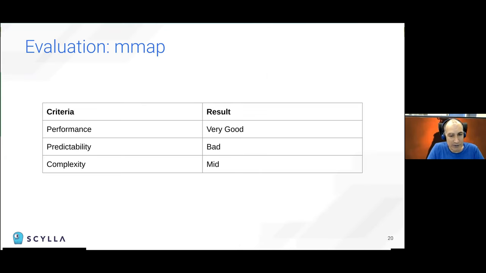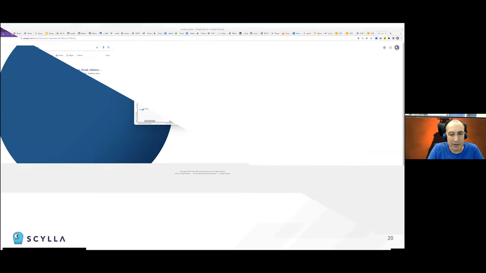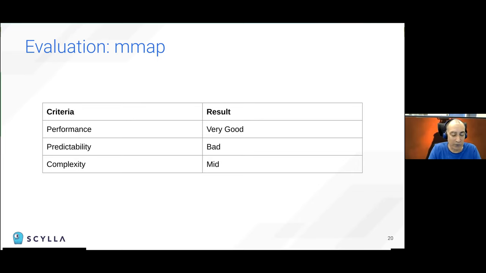So let's look at the evaluation for mmap. In terms of performance, it's very good, even better than traditional read-write. And in terms of predictability, it's pretty bad. When it works, it works very well, but as the application starts using more and more memory and managing larger amounts of data, it gets less predictable and you might end up in a situation where the performance is bad. And the complexity is a little bit more complicated. There are some details you have to take care of, like IO is not performed on page boundaries, and there are more things you need to handle. But it's a good trade-off for applications that can utilize it. You're trading off a little bit of complexity for a nice improvement in performance.